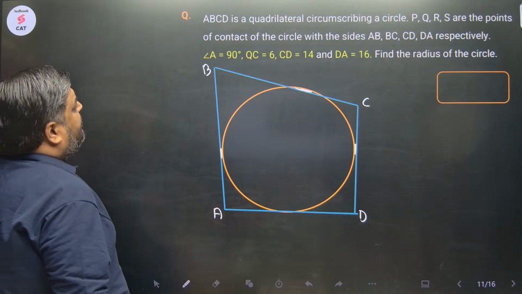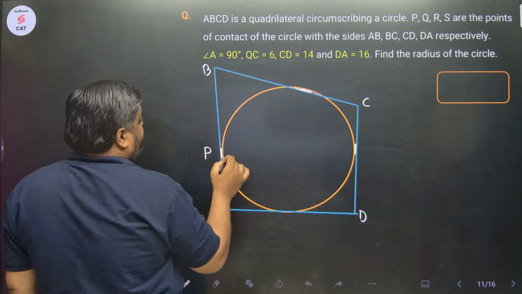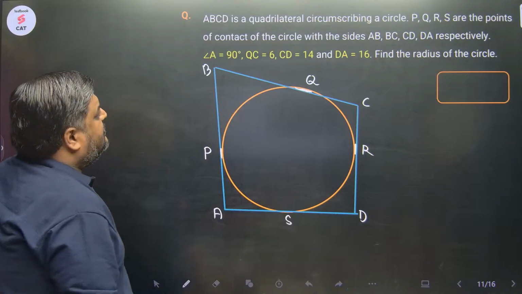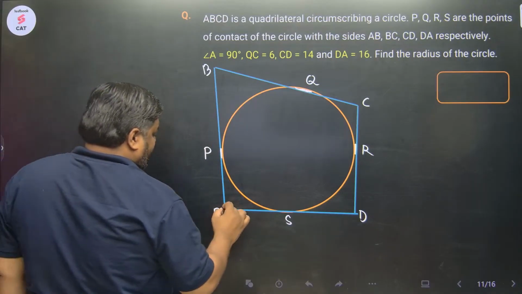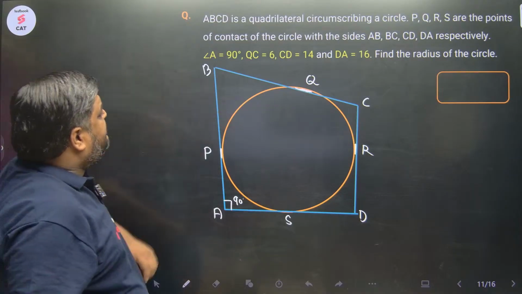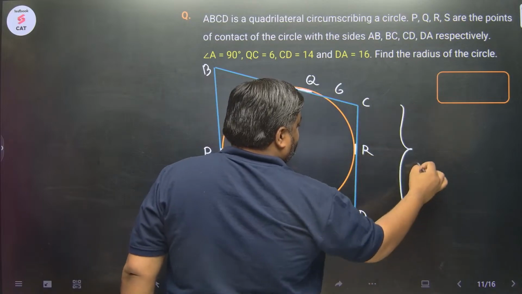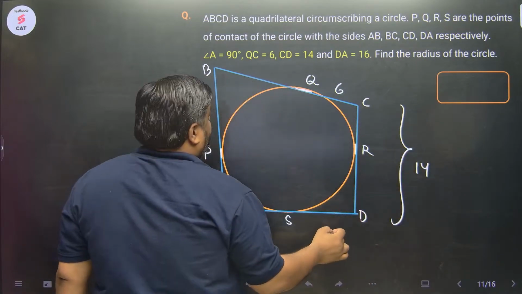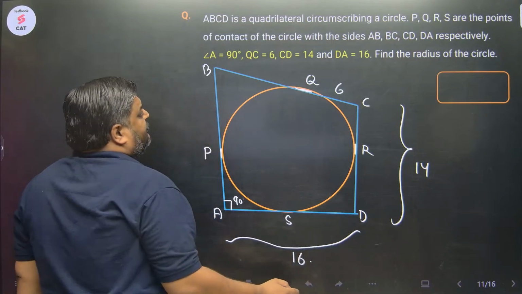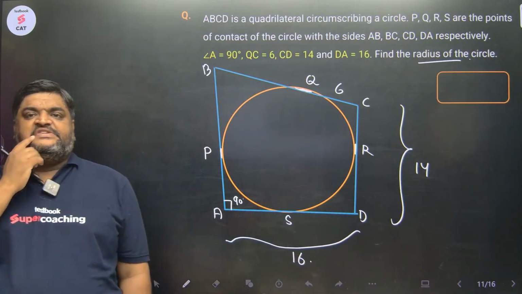P, Q, R and S are the points of contact of the circle with the sides. On side AB the point of contact is P, then this is Q, then this is R, and then this is S. PQRS. Angle A is 90. QC is given as 6. CD is given as 14, this entire thing is 14. And DA is 16. You have to find the radius of the circle.